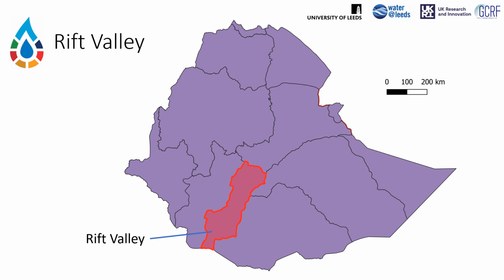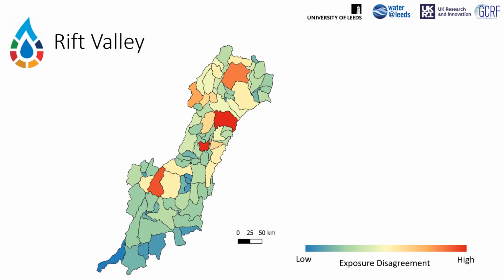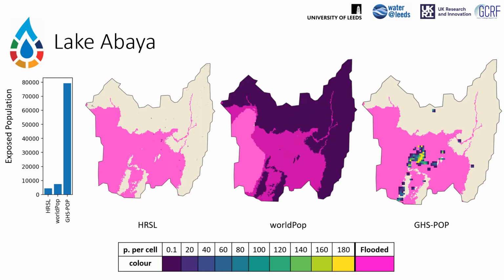To finish with, I'm going to look at Rift Valley. These are the subbasins in Rift Valley, color-coded based on the exposure disagreement within each subbasin. The final subbasin I'm going to look at is this one in central Rift Valley, just north of Lake Abaya. In this basin, the global human settlement population dataset predicts far more exposure than the other two datasets. You can see on the map to the right here that the GHS POP dataset maps a settlement here that the other two don't. Now I did some investigation using Google Earth and I couldn't see a settlement of this size in the satellite imagery.